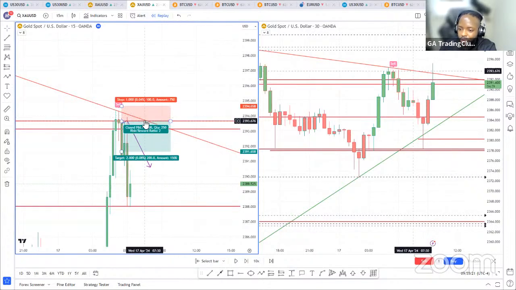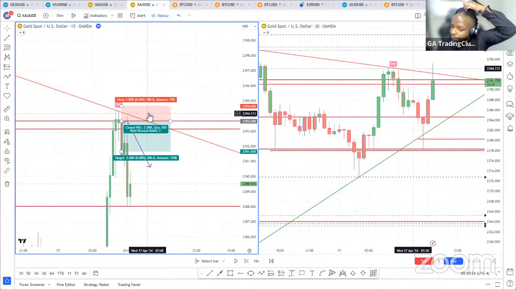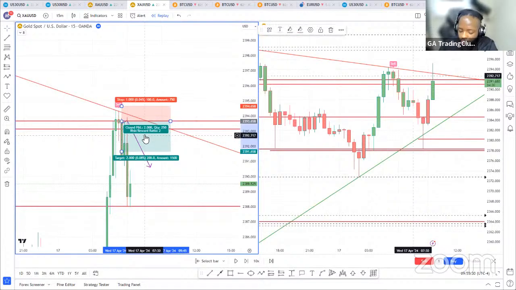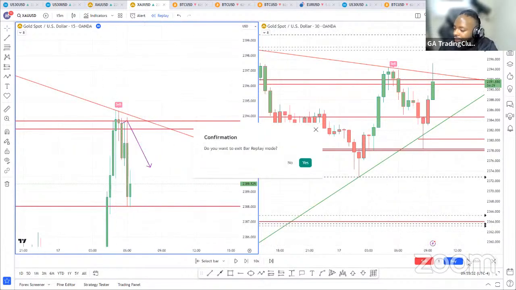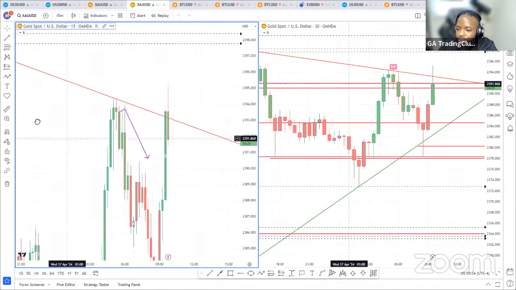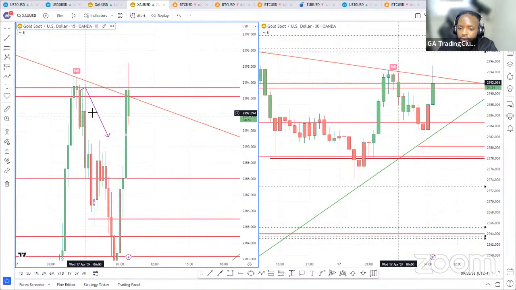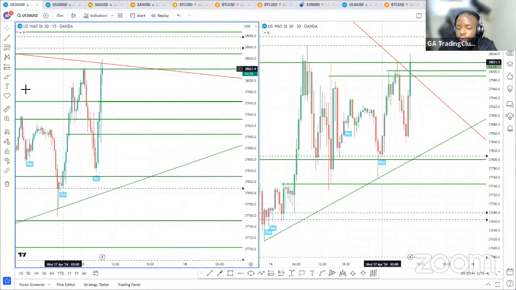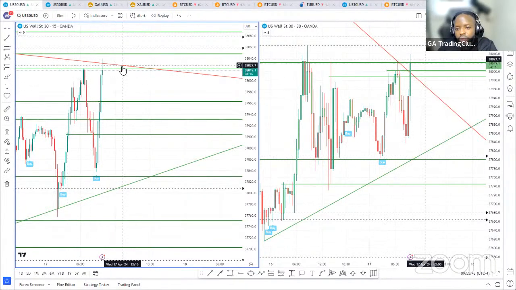So this one for gold, you could have had a 10 pip stop loss with a 20 or 30 pip target or whatnot. And I think right now we also had something similar. Nah, right now we don't have anything similar. So this is what sometimes I look at. I'm also watching US 30. Here you can see US 30 is also rejecting off of a trend line.